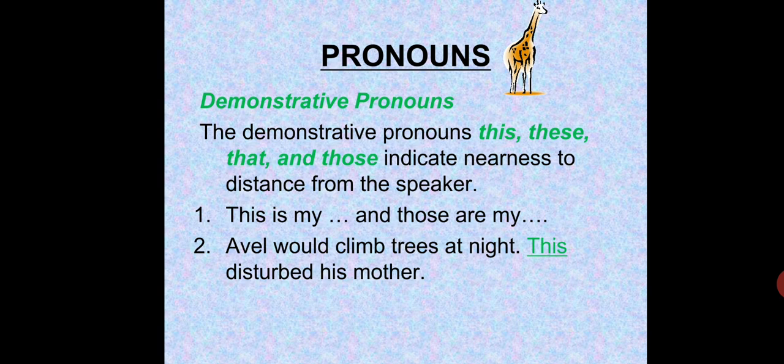So see, this means isa, malapit, that, isa, malayo. These, with the mas mahabang E sound, marami, malapit. Those, marami, malayo. This is my and those are my. Avel would climb trees at night. This disturbed my mother. Of course, Avel. Why would you climb trees at night?